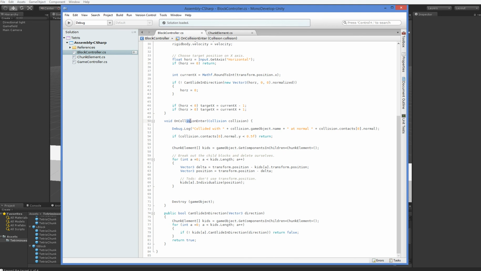In the on collision enter, we've got this. Sorry, we've got some noise in the background, but that's okay. It's St. Patrick's Day, and so there are 10,000 drunken frat boys outside my house.